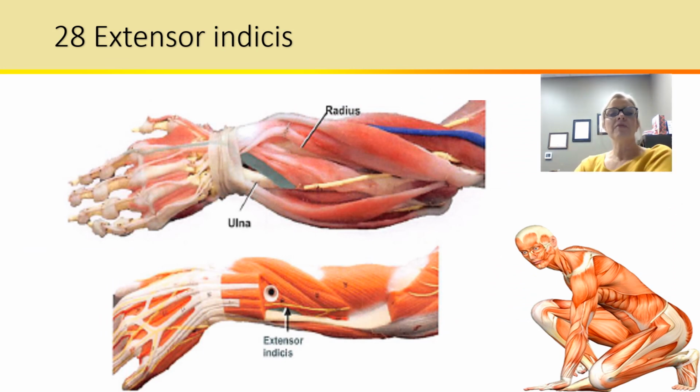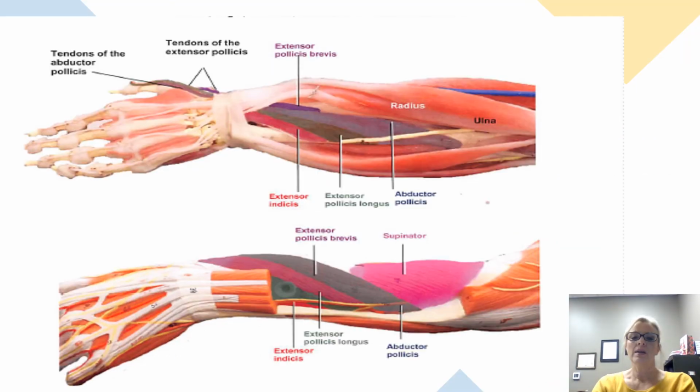All right, so here we have the extensor indicis. Remember, indicis means the index finger. So this is going to extend and stretch the index finger. Very small, arises on the ulna near the wrist and then travels down towards the index finger. This is the smallest muscle and has the most distal origin of the three deep muscles that originate on the ulna. So follow the tendon there to the index finger. And again, here are the overview of these muscles.